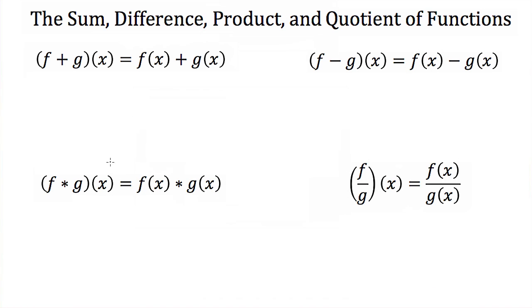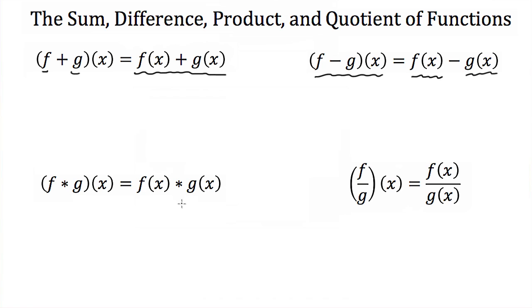Now the last thing we have to talk about is when we have the sum, difference, product, or quotient of two functions. If you're ever asked to find f plus g of x, this is the addition of the function f of x and g of x. Well, then just break this into the function f of x plus the function g of x. Same thing works for subtraction. f minus g of x is simply equal to the function f of x minus the other function, g of x.